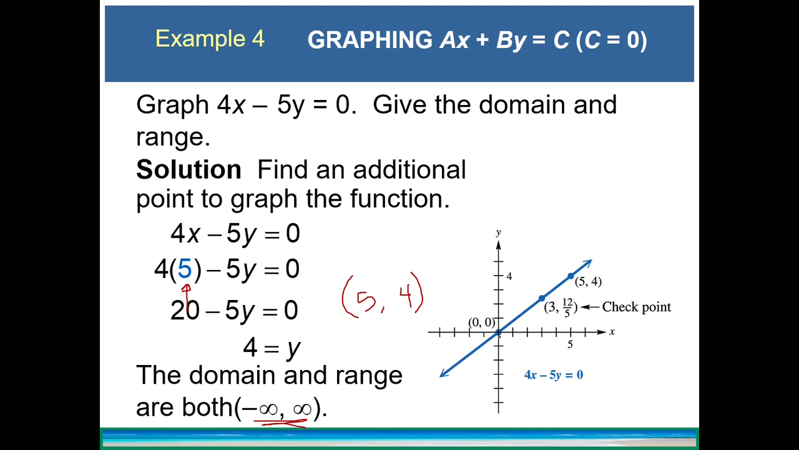We plot the point 0, 0 and the point 5, 4. We can also pick a third point between them to check our work if we wanted to. So if you plug in negative 3 into the equation for the x and solve for y, you should get negative 12 over 5, and plotting that on the graph gives us a line that passes through 3 points, so we know we did it right.